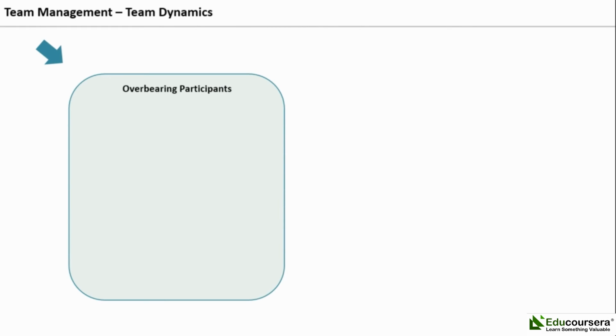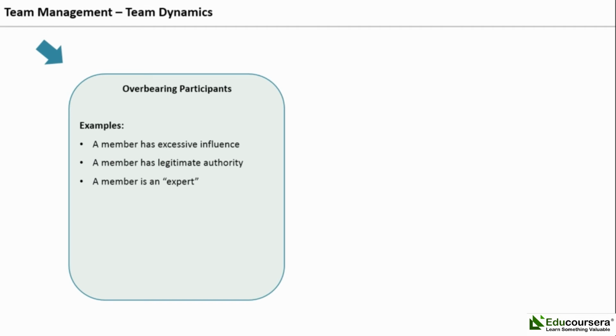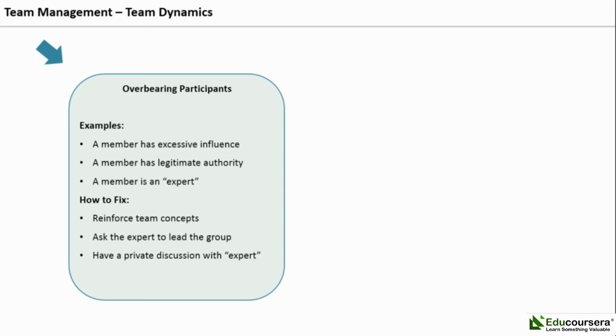Overbearing participants. The examples of overbearing participants include: a member has excessive influence, a member has legitimate authority, and a member is an expert. We can fix it by reinforcing team concepts, asking the expert to lead the group, having a private discussion with the expert.